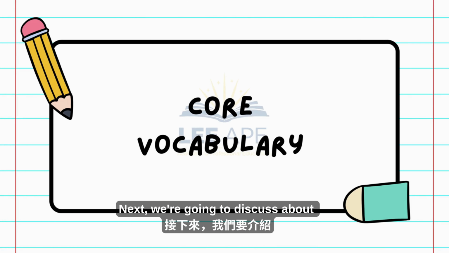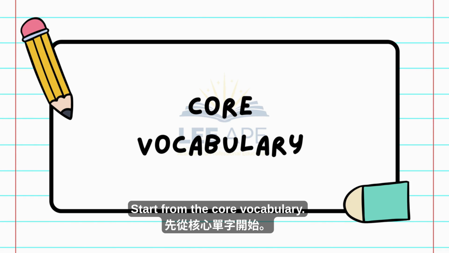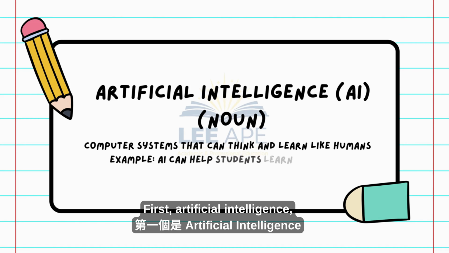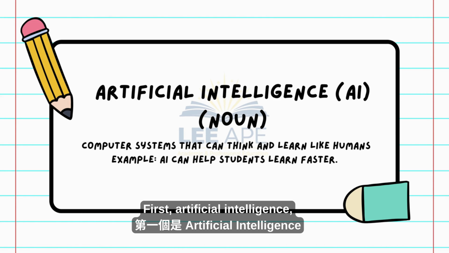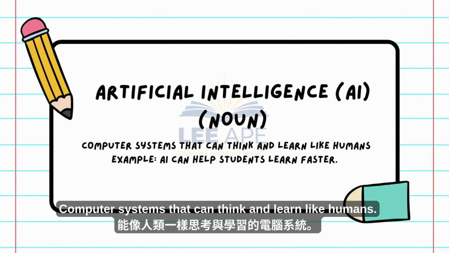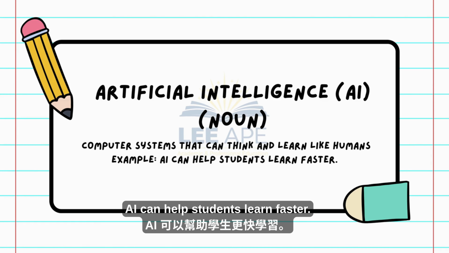Next, we're going to discuss the podcast vocabulary list in this episode. Start from the core vocabulary. First, artificial intelligence, or we call it AI. Computer systems that can think and learn like humans. For example, AI can help students learn faster.